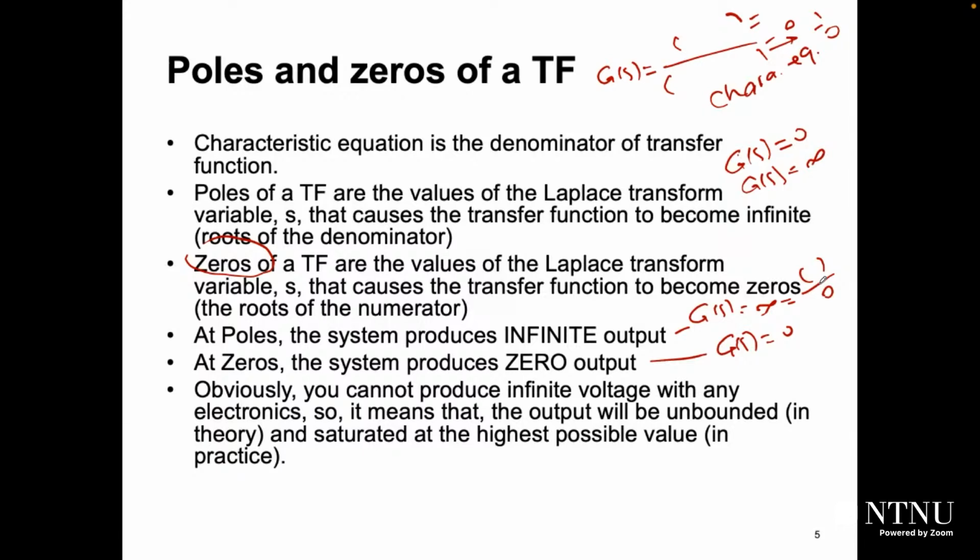We cannot get infinite output from the system at the system poles. So your output will be unbounded, and when it is unbounded, your system will be unstable. But it could be saturated because we can reach the highest possible value of the actuator. For example, it's like your car engine: you have a maximum speed and you cannot go beyond it. So in this case, we will go to infinity. The output will be infinite. It will be like this.